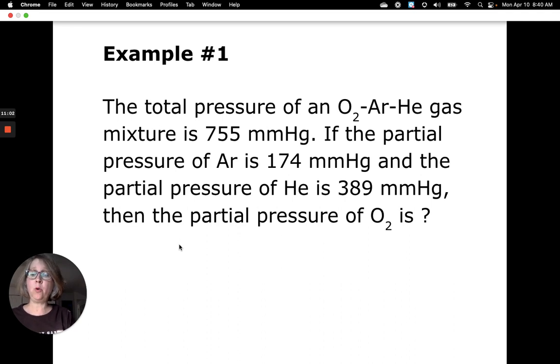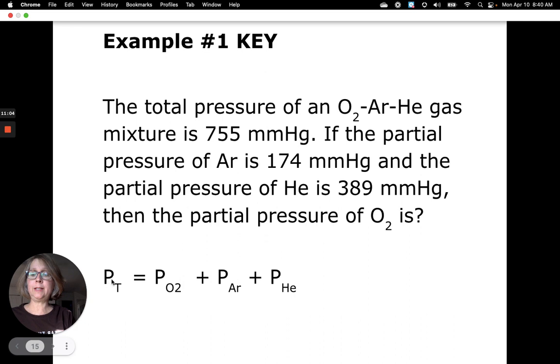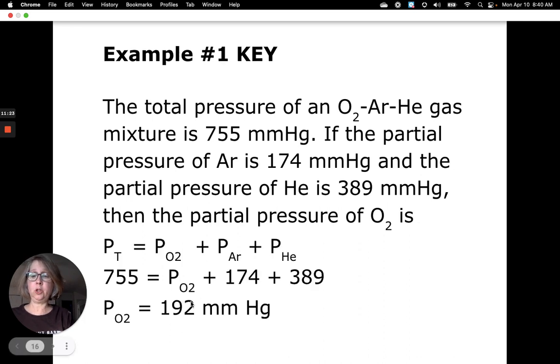Okay, so let's employ Dalton's law. Dalton's law says that the total pressure is going to be the pressure of the three gases added up. So we know the total pressure, and we know the pressure for the argon, and we know the pressure for the helium. So we're just going to solve by subtraction for the pressure of the oxygen. So be sure to pause the video and see if you can solve for it.